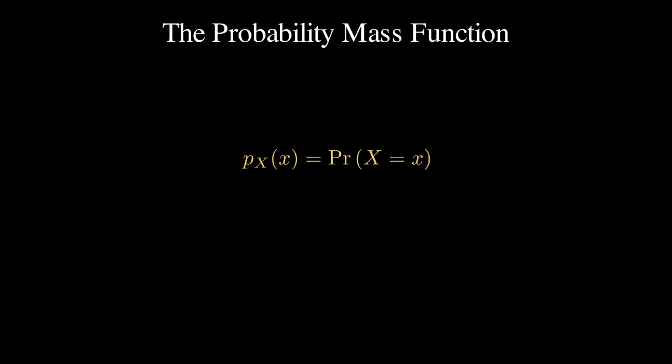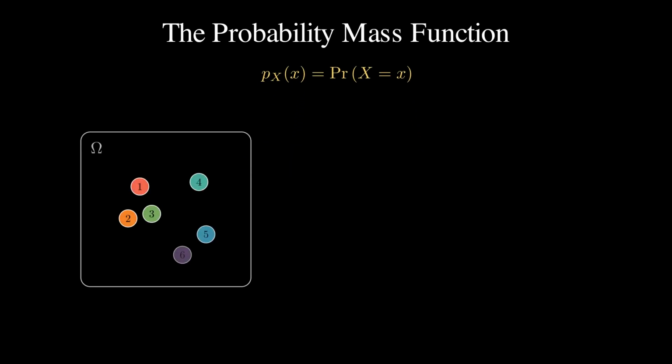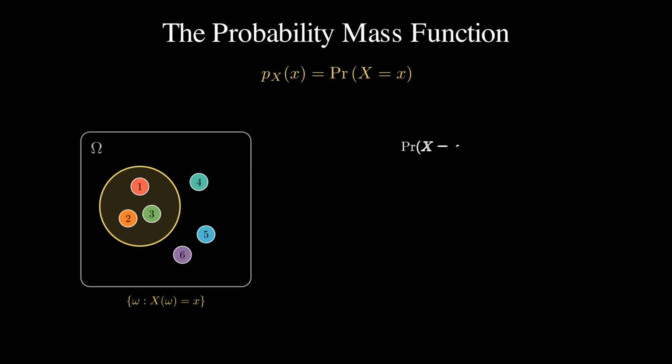To describe a discrete random variable completely, we only need to say how much probability sits on each value. That is the probability mass function. The mass of x, written little p sub X of x, is just the probability that X equals x. And X equals x is really an event back in the sample space, the set of all outcomes that X maps to x. That set is the preimage of x, and its probability is the mass. So the PMF simply pushes the probability law forward from the sample space onto the number line.